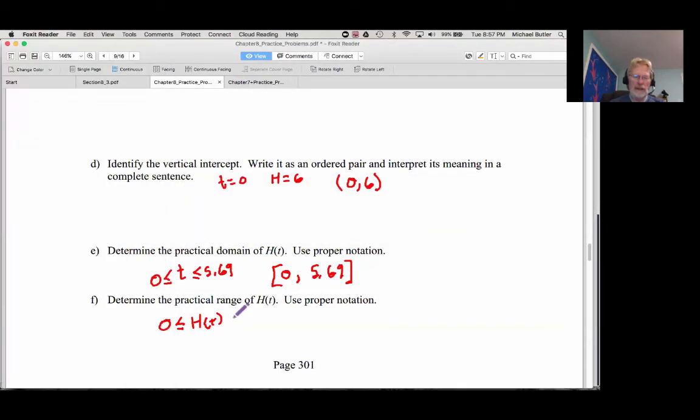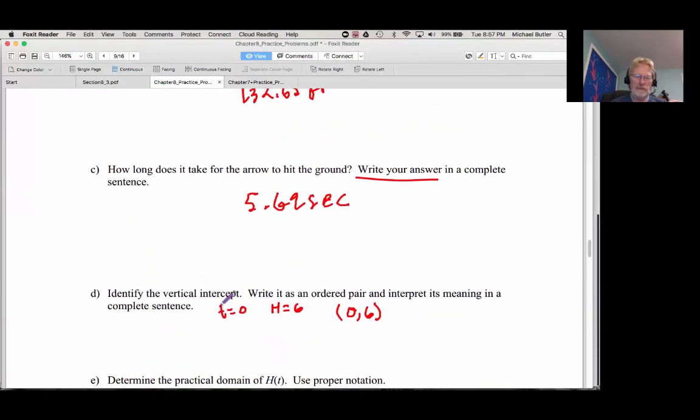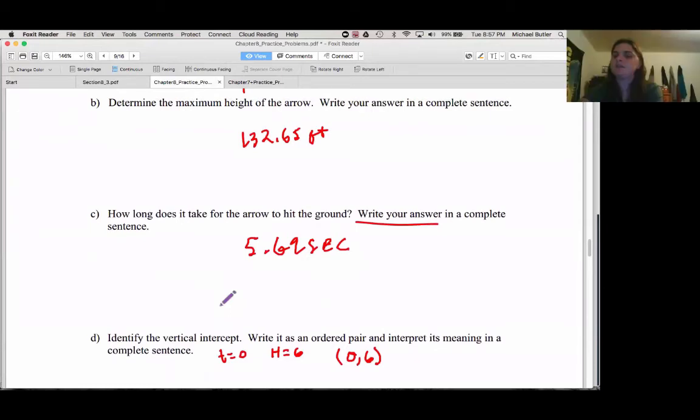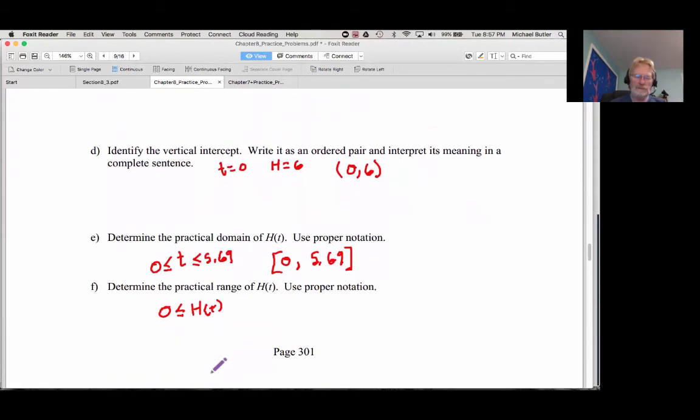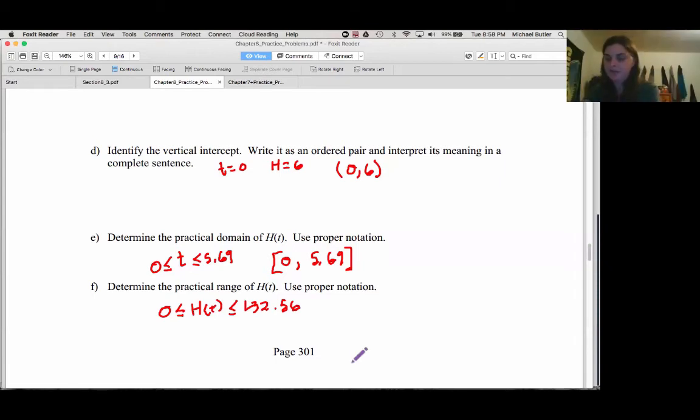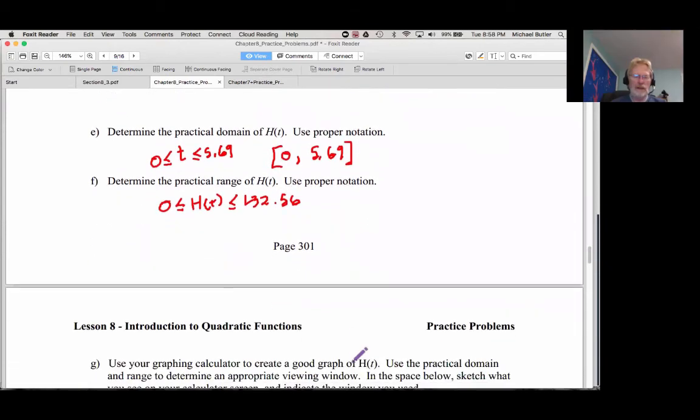And then what was our height again? What was our maximum height that we got up to? 132.56. It was 5.6? I put 6.5. Was it 5.6? 5.6. Okay, sorry about that. So 132.56. Okay, so what that tells me is that my h of t is going to be less than or equal to 132.56 also. Is that making sense? Yeah. I am totally understanding it now. Perfect. So you can go back and correct those and life will be good, right?